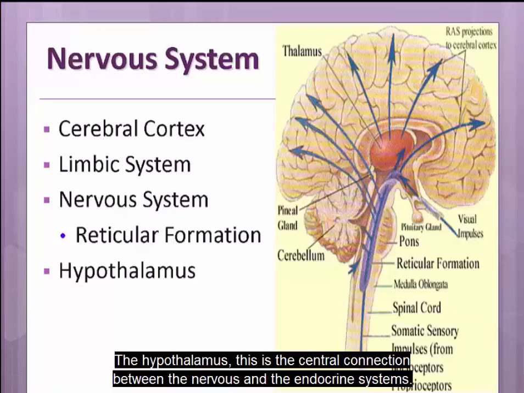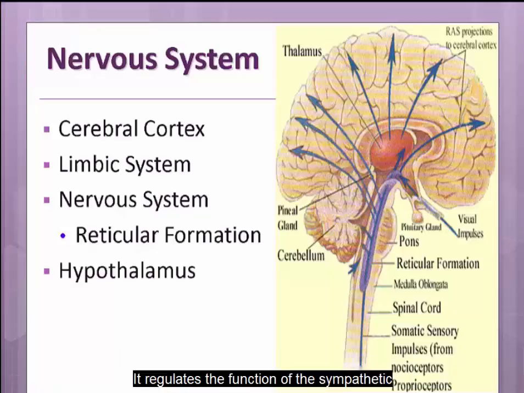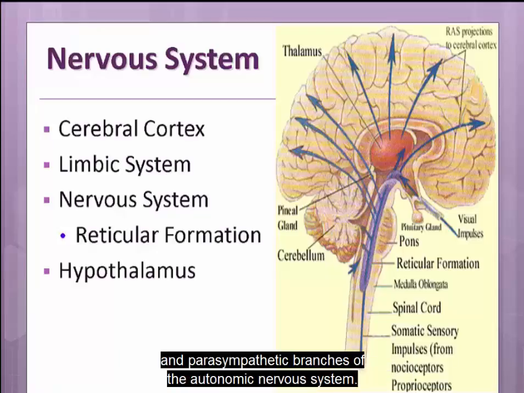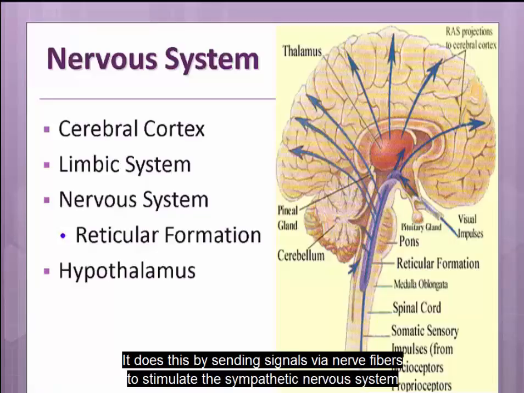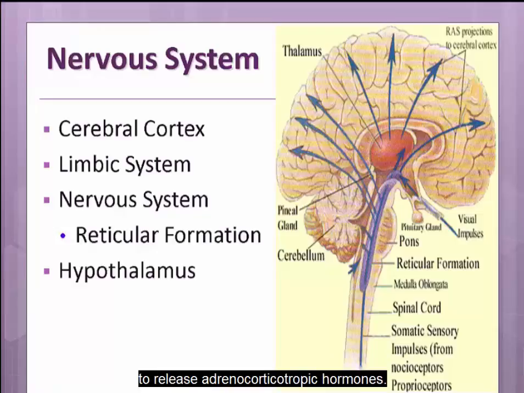The hypothalamus. This is the central connection between the nervous and the endocrine systems. It regulates the function of the sympathetic and parasympathetic branches of the autonomic nervous system. So when an individual perceives a stressor, the hypothalamus sends signals that initiate both the nervous and endocrine responses to that stressor. It does this by sending signals via nerve fibers to stimulate the sympathetic nervous system and by releasing corticotropin-releasing hormone, which stimulates the pituitary to release adrenocorticotropic hormone.